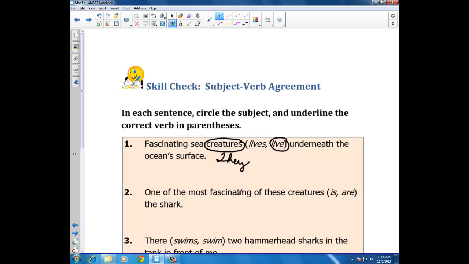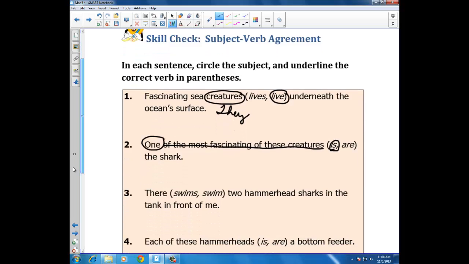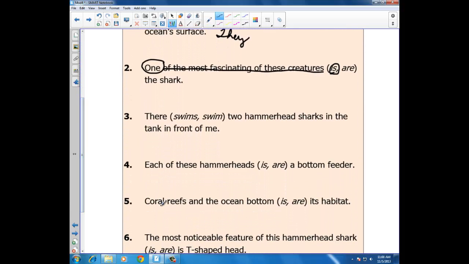One of the most fascinating of these creatures is or are the shark. First we take out the prepositional phrases. Then we circle the subject, which is one. And now we're going to circle the verb, is. There swims or swim 2 hammerhead sharks in the tank in front of me. What's the subject? Sharks. What do sharks do? Sharks swim.